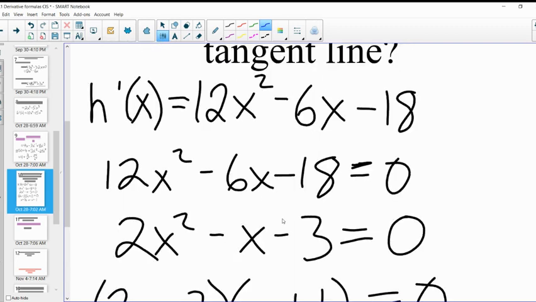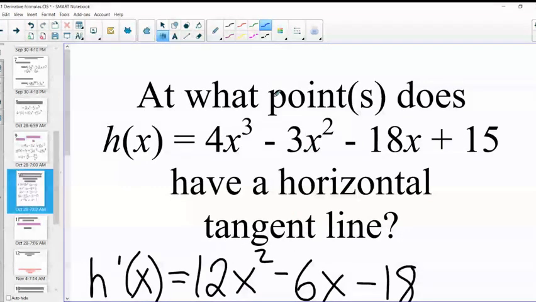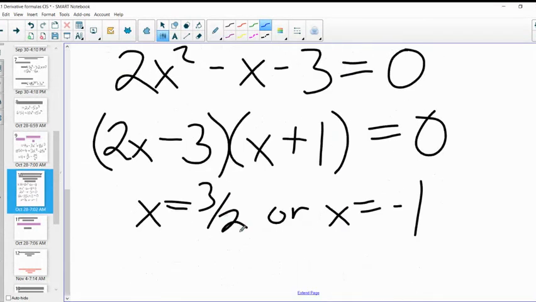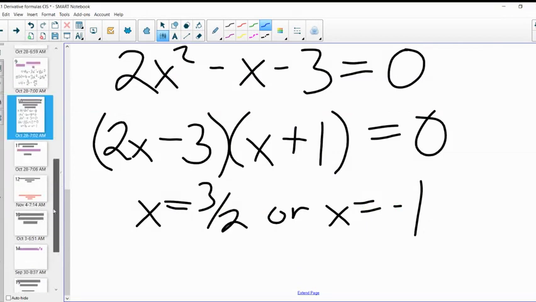If you're curious, graph this function, graph this whole mess of stuff right here, this cubic polynomial, and then take a look at the behavior of the graph at x equals 3/2, 1.5, or x equals negative 1, and you will see that those are places where the tangent line is horizontal.